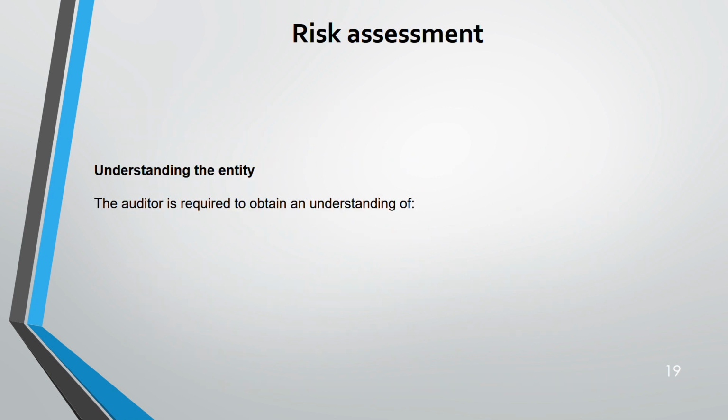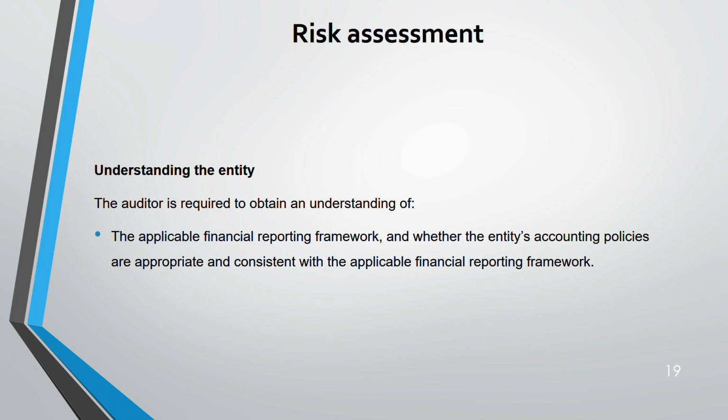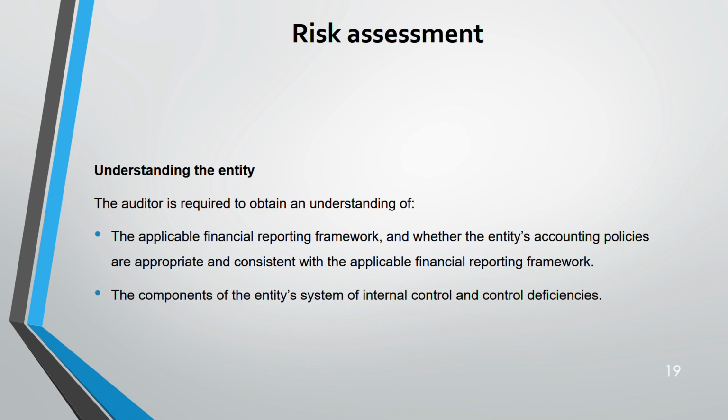Now, under this understanding of entity, we have more things, that is the financial reporting framework. So the auditor needs to have an understanding of the financial reporting framework and whether the entity's accounting policy is consistent with those financial reporting frameworks or not. Next, components of the internal control and whether there are any control deficiencies or not. So in your exam, okay, if ever you are told to understand an entity, you have to see two things: the financial reporting framework and the internal control.